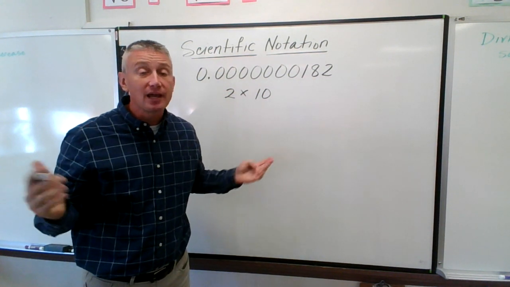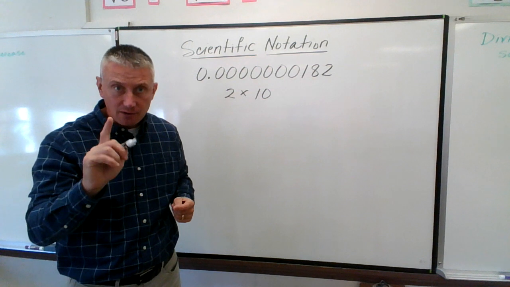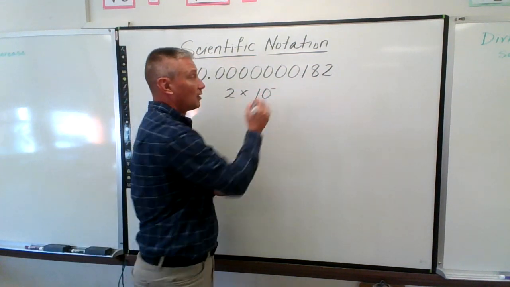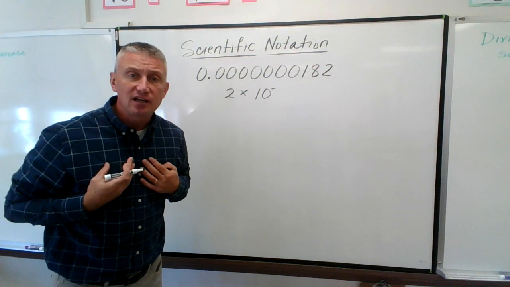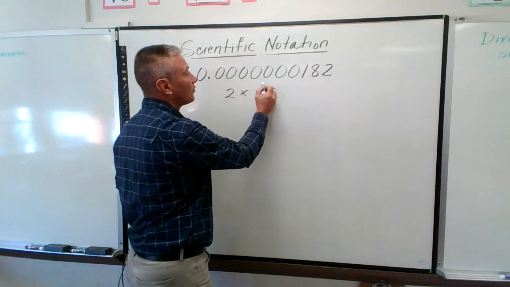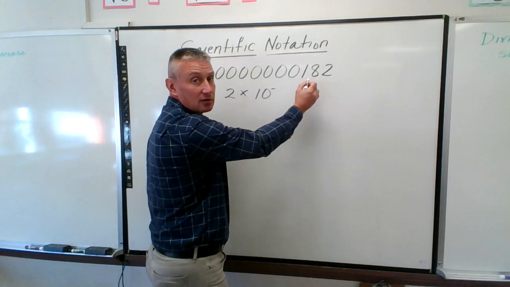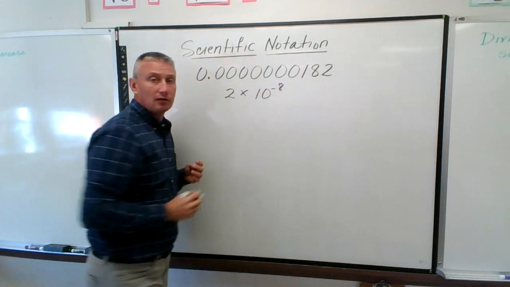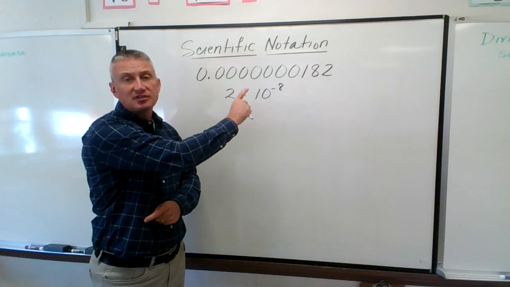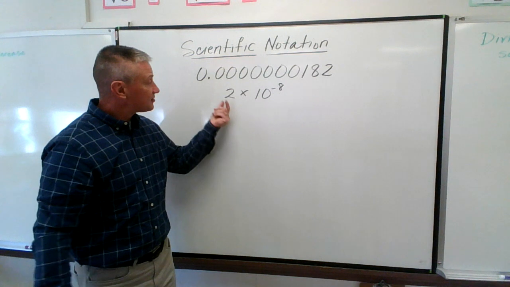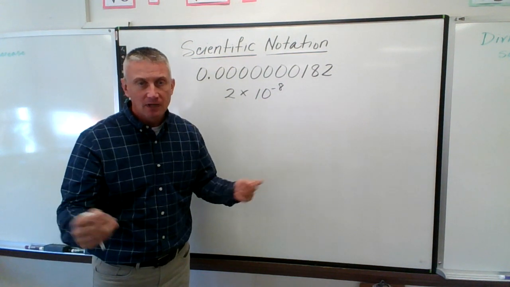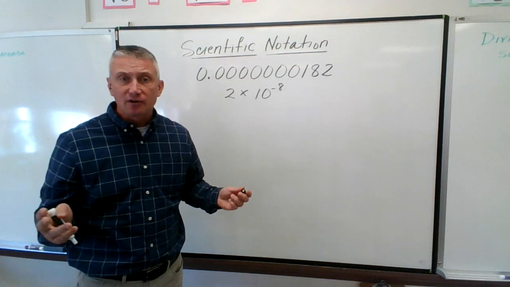But what power of 10? Well, here's what I know about the power of 10. I know the power of 10 has to be a negative power because it's a fraction, a decimal. And the next thing I need to know is how many times do I move this decimal? I move it 1, 2, 3, 4, 5, 6, 7, 8 times in order to get there. Therefore, in lesson 1.8, I did 2 times 10 to the negative 8th power. This is a single digit times a power of 10. We just rounded it.